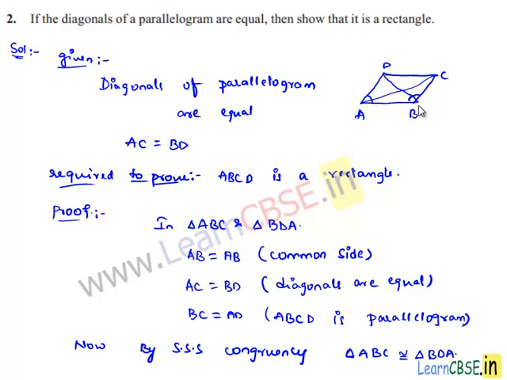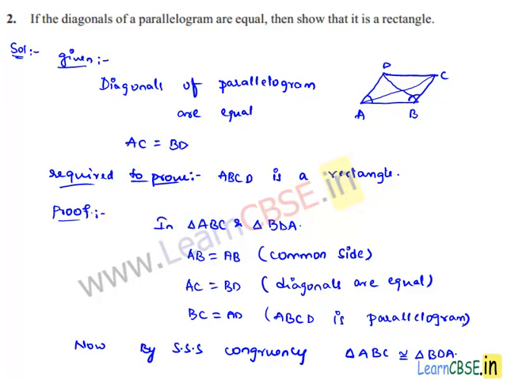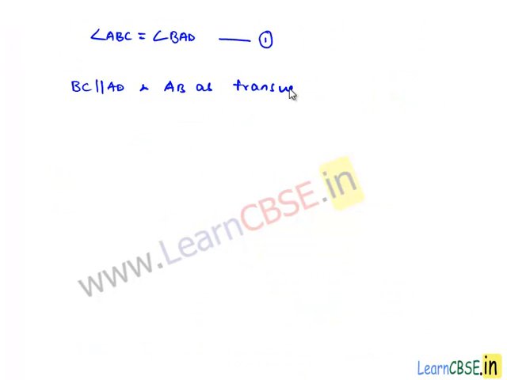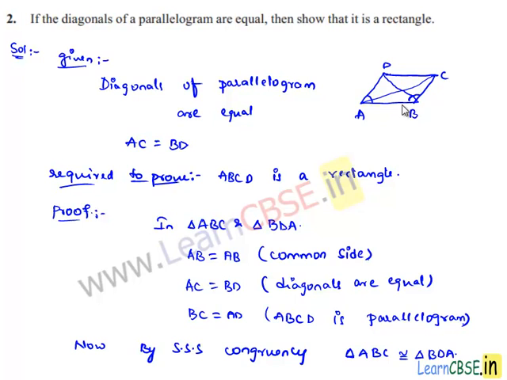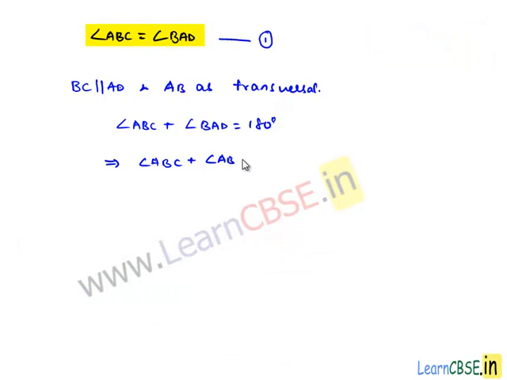Now let us assume that BC is parallel to AD and AB as transversal. Then here angle ABC and angle BAD lie on the same side of the transversal, and we know that the sum of interior angles lying on the same side of the transversal is equal to 180 degrees. We can say angle ABC plus angle BAD is equal to 180 degrees. But from equation 1 we can say angle BAD is nothing but angle ABC.